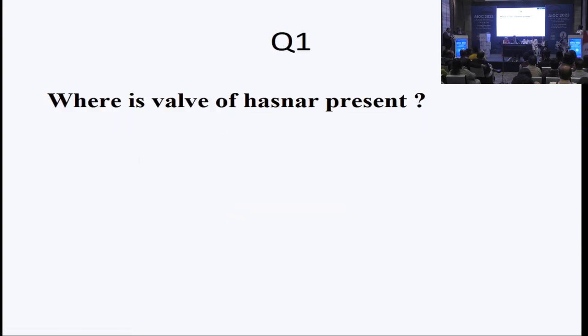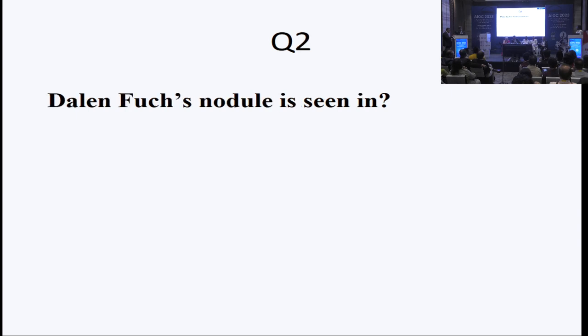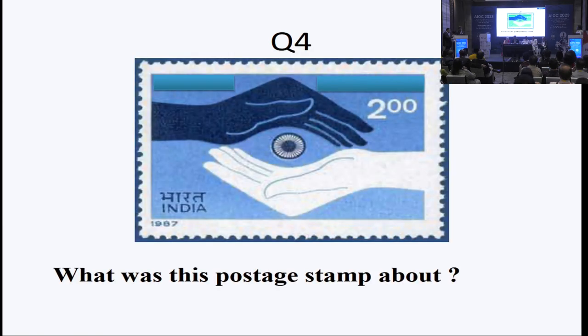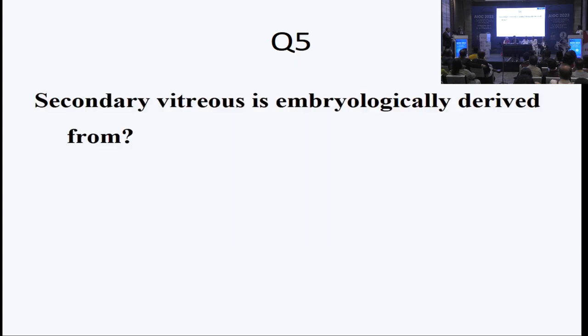Where is the Hasner valve present? Inferior meatus at the end of the nasolacrimal duct. Dalen-Fuchs nodules are seen in? Sympathetic ophthalmia. Ferry's line in cornea is seen in? Pass. What was this postage stamp about? Eye donation. Secondary vitreous is embryologically derived from? Pass.